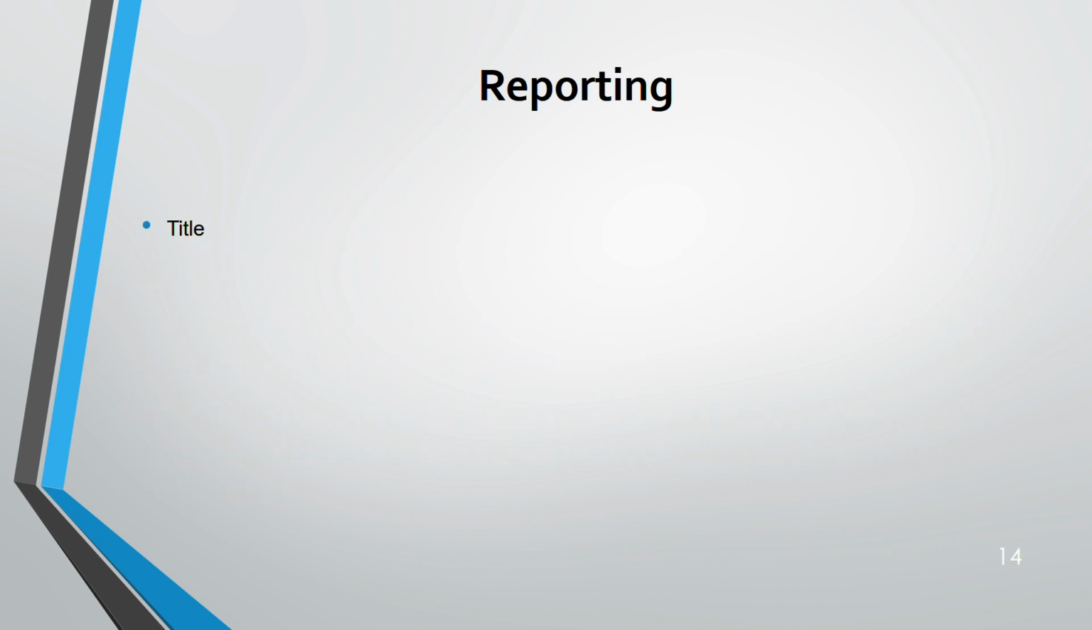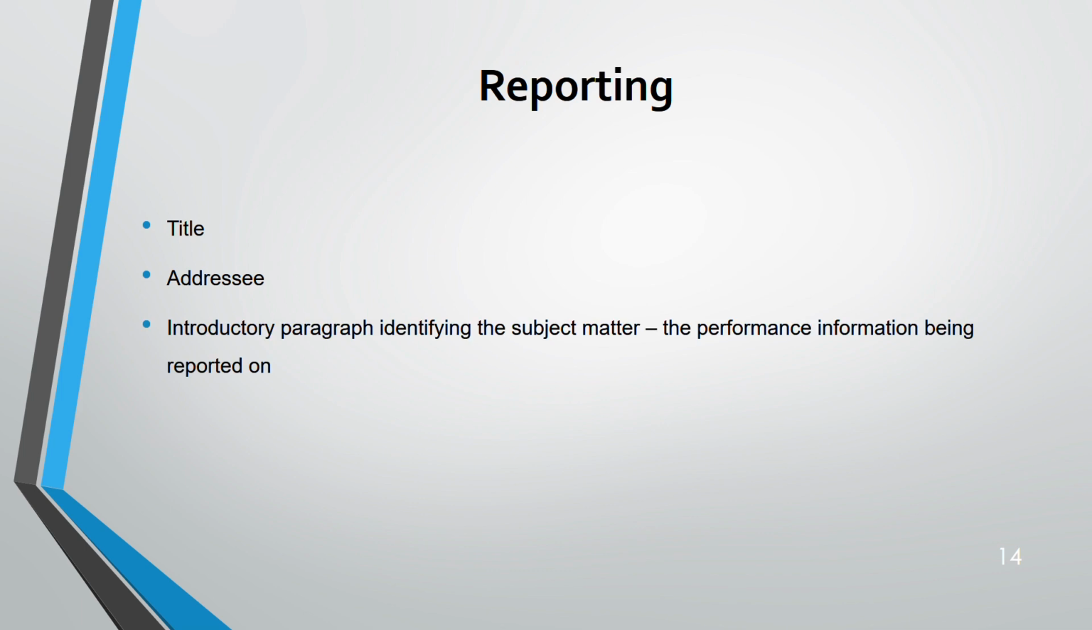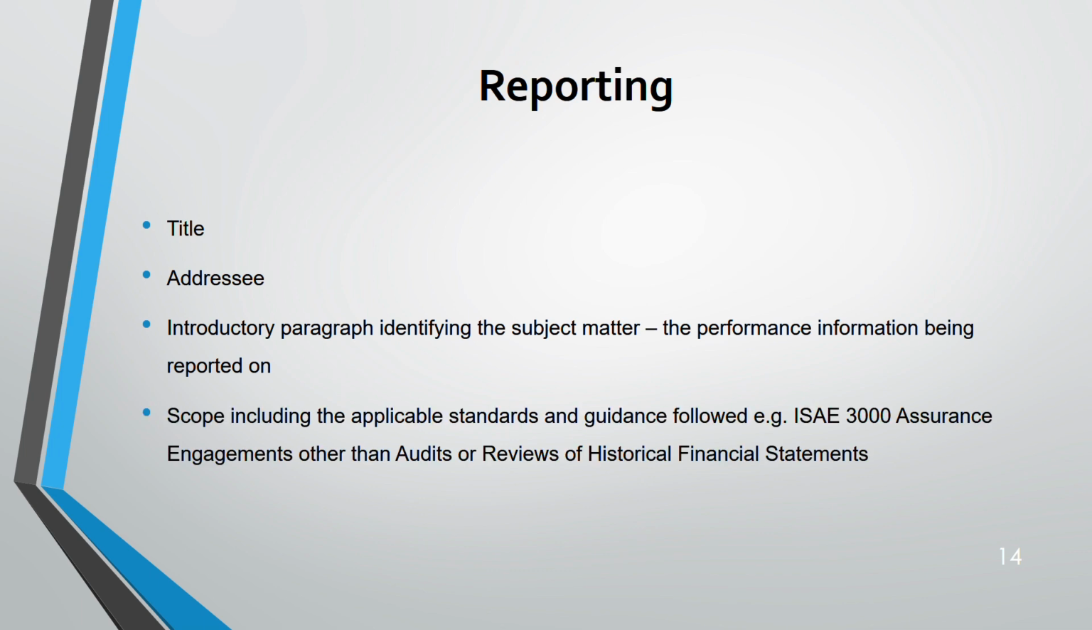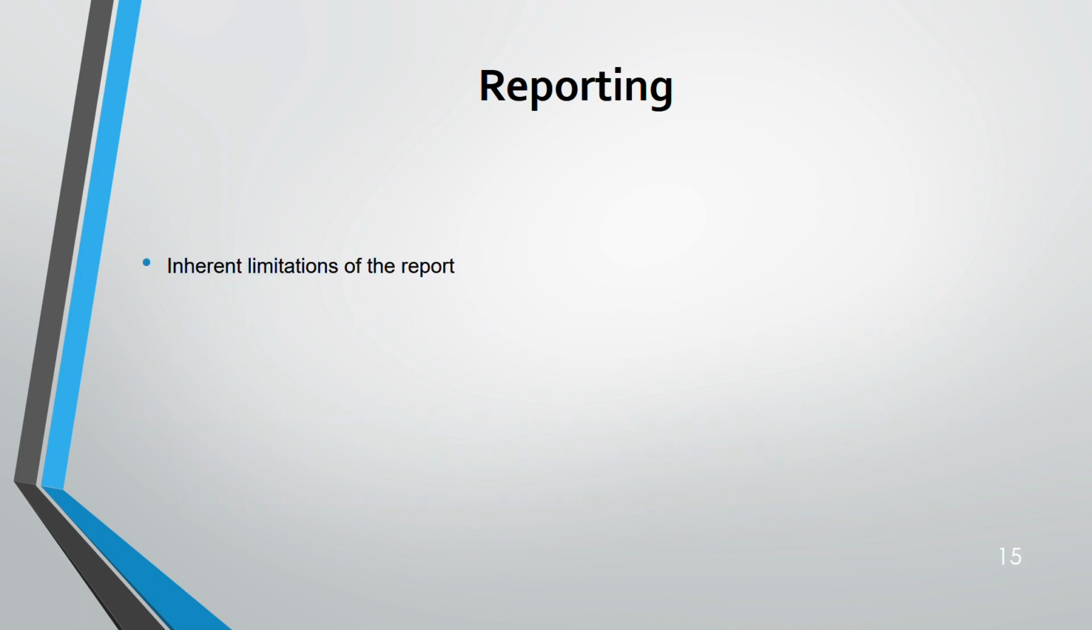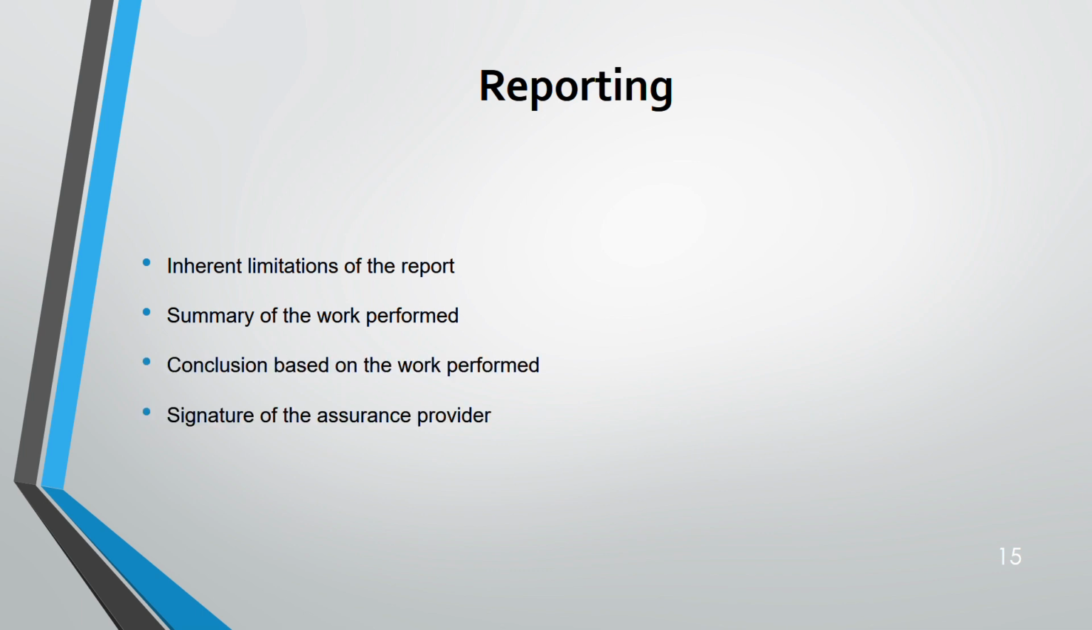Now, these are the contents of the report: title, addressee, introductory paragraph, for example, which performance information they are measuring and reporting. Then the scope, which standard, for example, which standard are they following, whether it is an ISAE. ISAE means international standard on assurance engagements. Respective responsibilities of management and assurance provider. Limitations of the report. Summary of the work performed. Conclusion based on the work, signature, date.